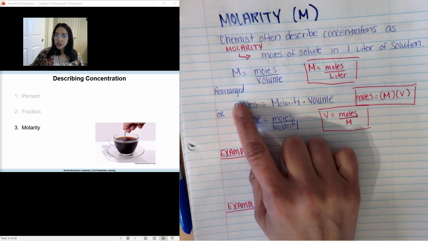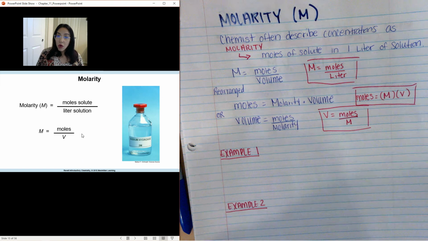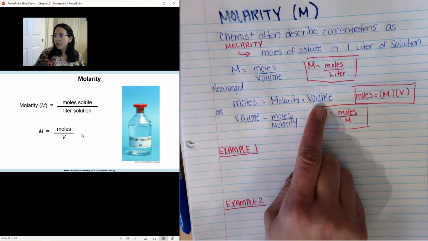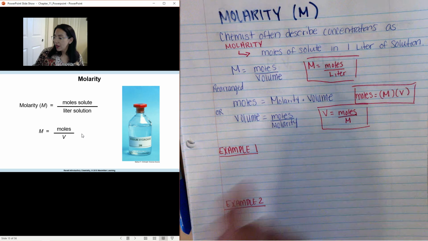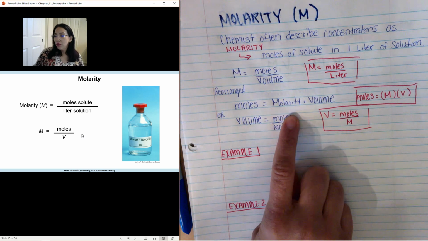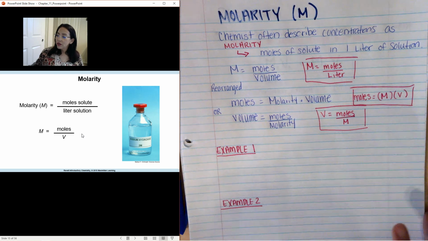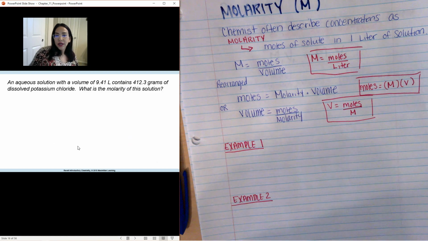We could rearrange this in the form of, if we wanted to know how many moles are inside of a solution, then we could say moles is equal to molarity times volume. And we could rearrange it again to find the volume. And we could say volume is equal to moles divided by molarity. So 3 easy little ways to use this and solve for either molarity, moles, or volume. All right, so let's go ahead and look at an example.